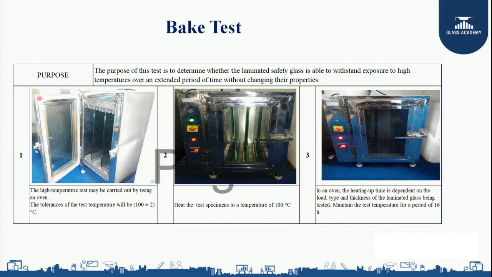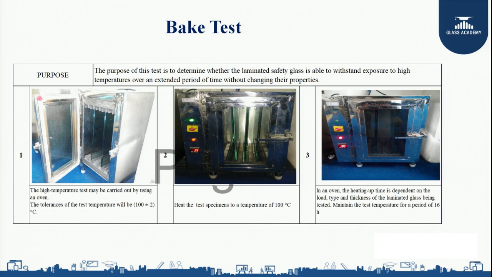The purpose of this test is to determine whether the laminated safety glass is able to withstand exposure to high temperatures over an extended period of time without changing its properties. For this one, we need a test oven, that is, the high temperature test may be carried out by using an oven. The tolerance of the test temperature will be 100 degrees plus or minus 2 degrees centigrade.